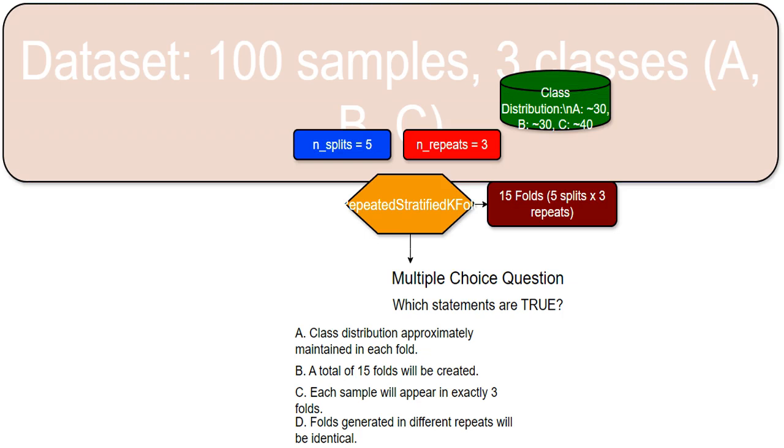I'm looking at a dataset with 100 samples. These samples are categorized into 3 classes, A, B, and C. The approximate distribution is 30 samples in Class A, 30 in Class B, and 40 in Class C. This is important because we'll use this information to understand how the cross-validation technique distributes samples.